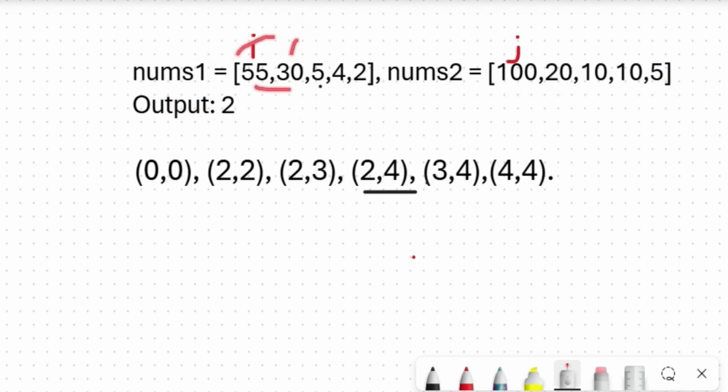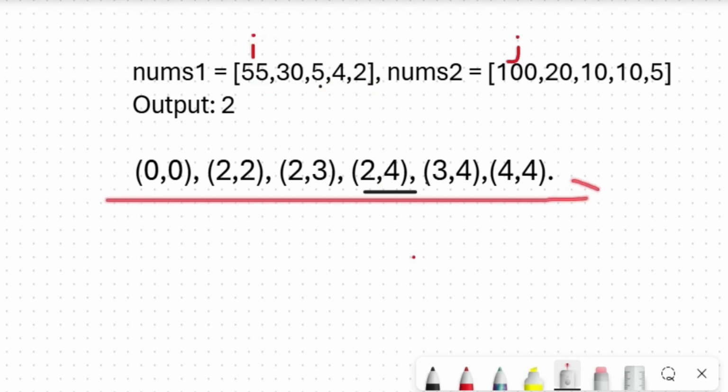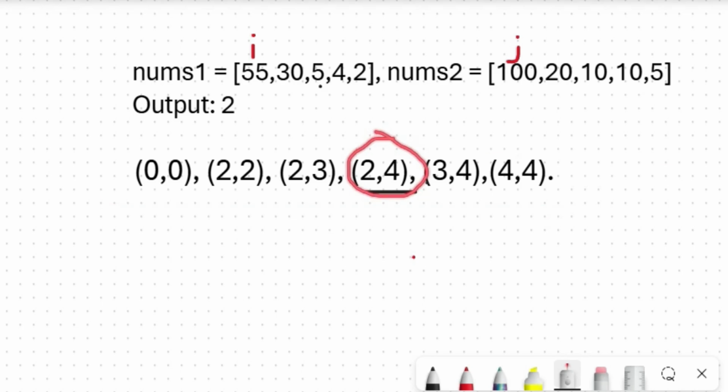Similarly, we have to do this for all the indices, and among all the pairs we have to output the one that gives the maximum result. So for example, for 2 and 4, the difference is 2. So this is the output. I hope you have understood the problem.